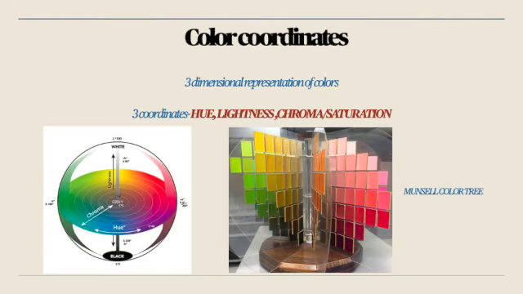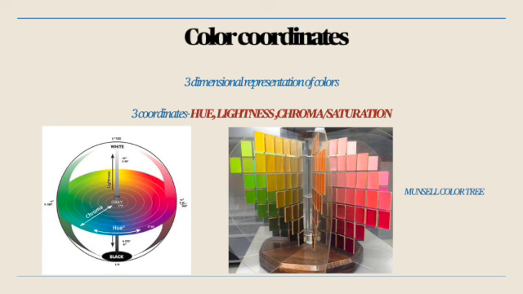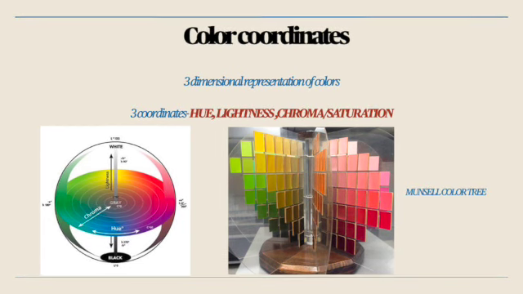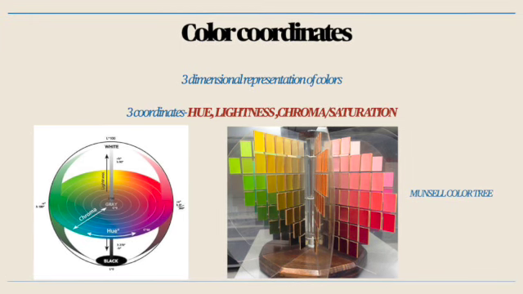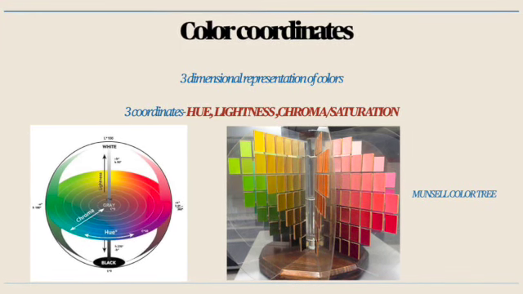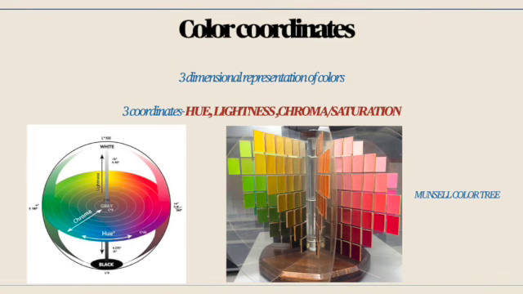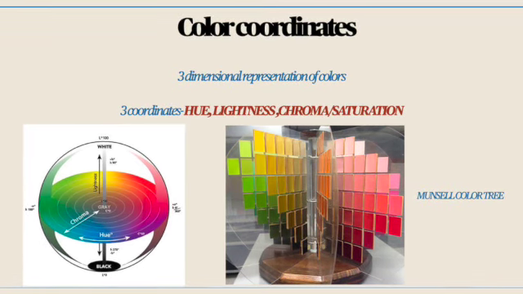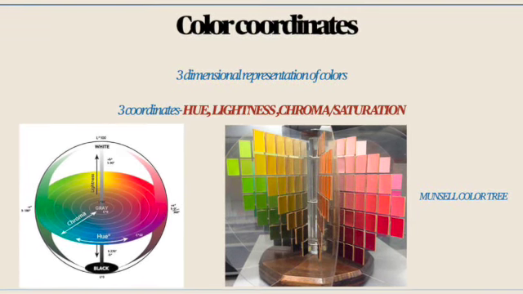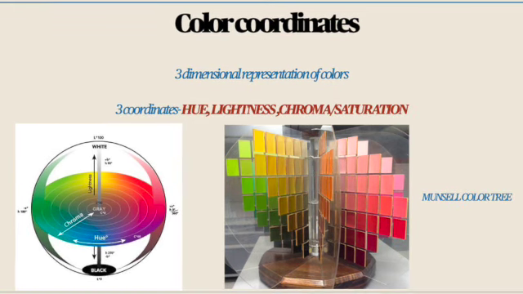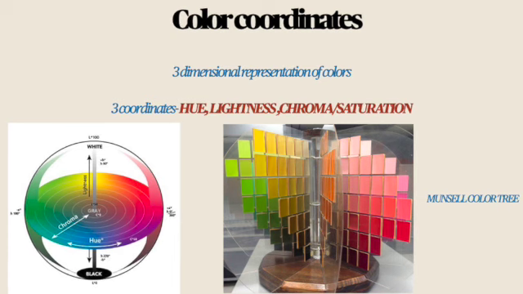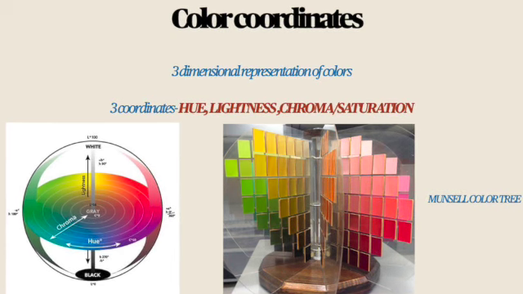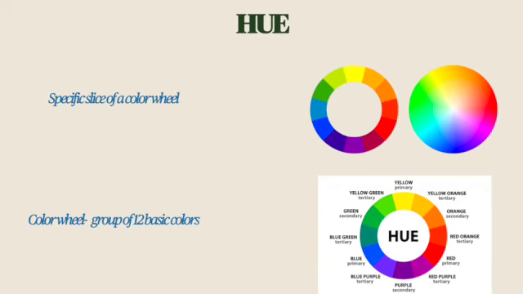So the next is color coordinate. Color coordinates are just like three-dimensional coordinates. It's a three-dimensional representation of any color. The coordinates are hue, lightness, and chroma or saturation, which have different meanings depending upon the color. On the right side we can see the Munsell color tree. The Munsell color tree is a physical representation of this color coordinate system. So let's look deeply into the color coordinates.